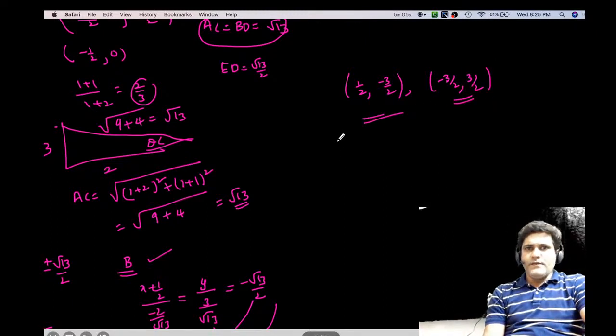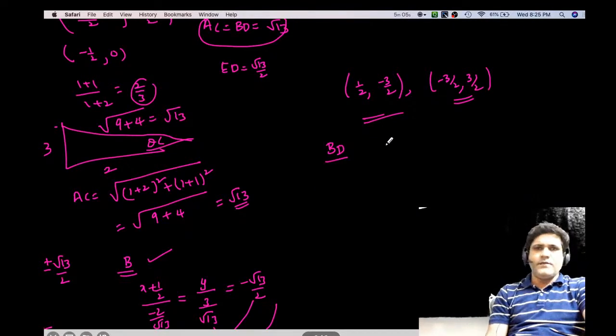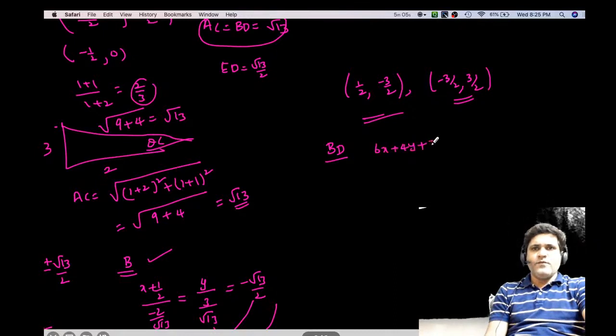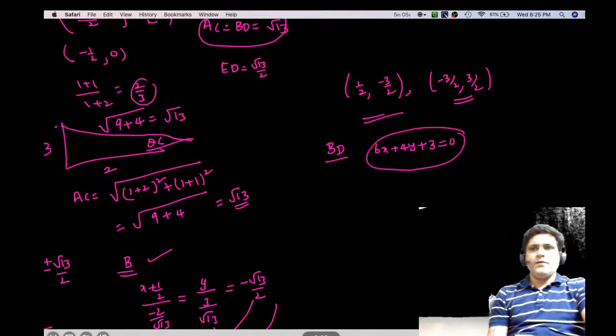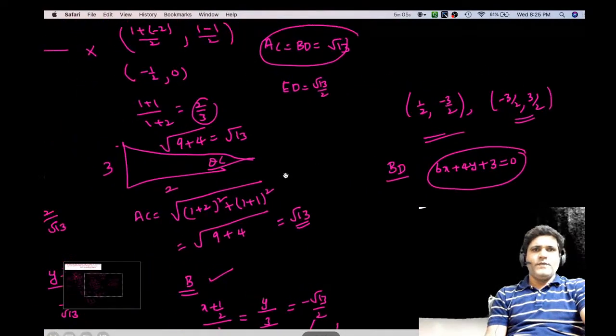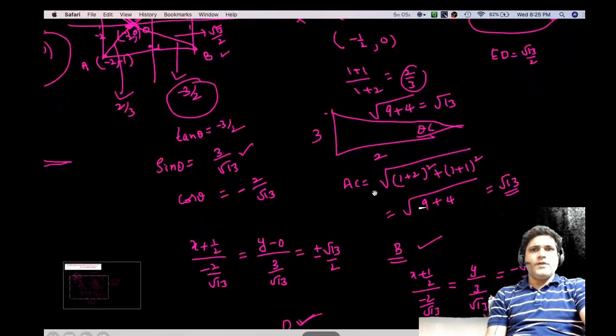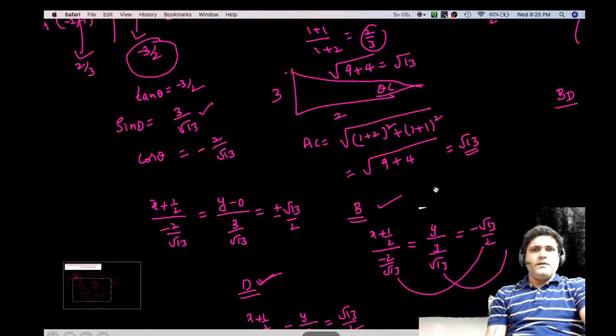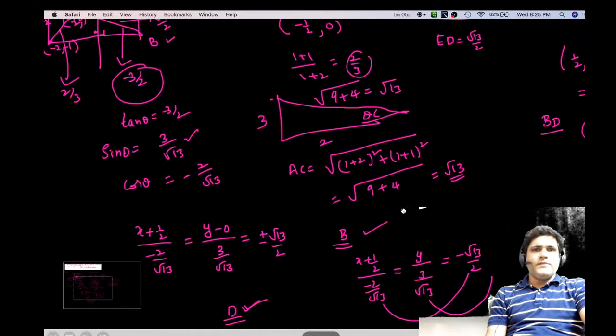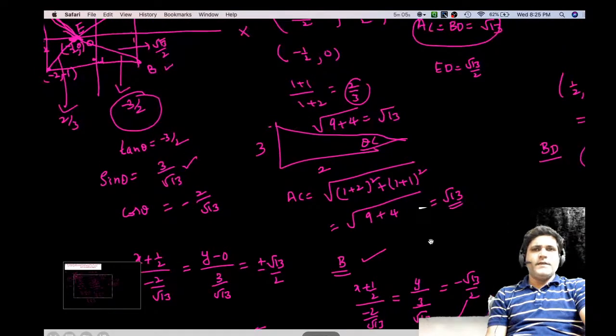And the equation of the diagonal is 6x plus 4y plus 3 equal to 0. This is the diagonal. The algebra part you can do. This is the concept. Here we used the square properties. In a square, diagonals are equal, diagonals bisect, and diagonals intersect at right angle.